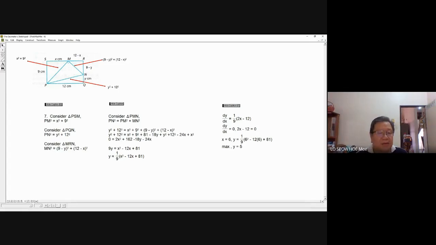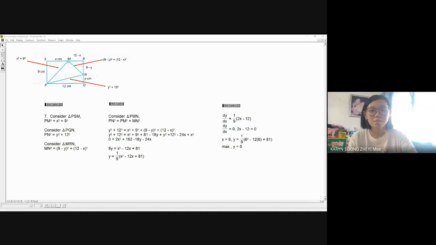So far, any question? So why this one type with maximum? I thought we're supposed to find the minimum value.